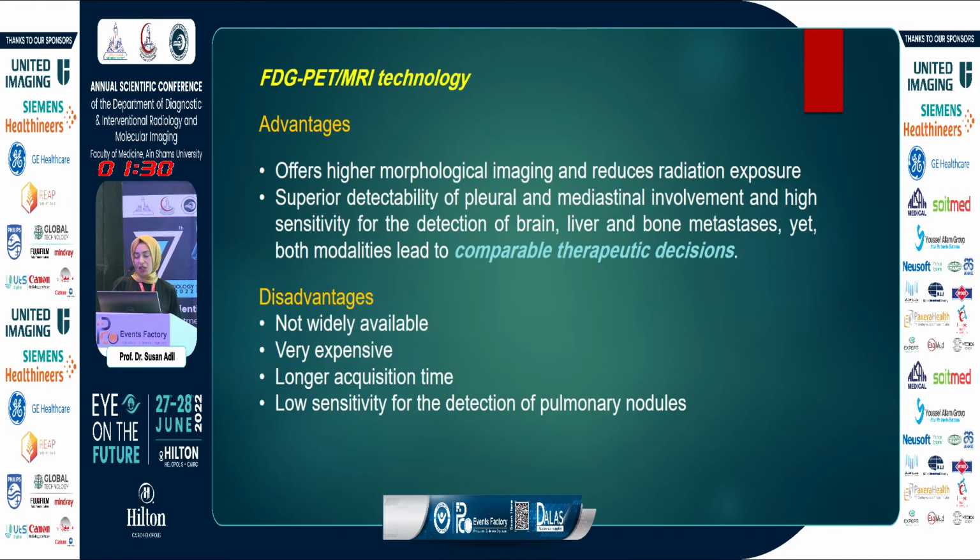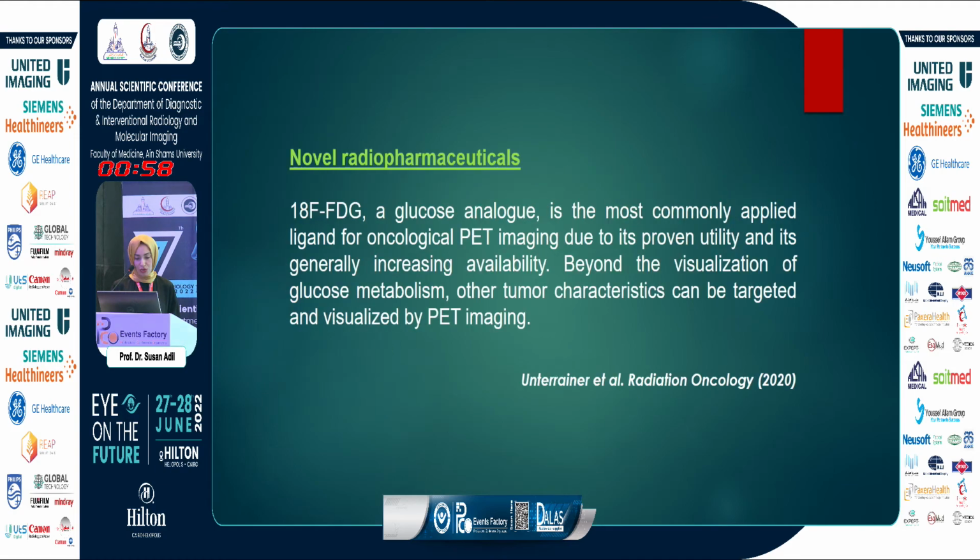Regarding PET MRI imaging of lung cancer, it has higher morphologic imaging and low radiation exposure. It has superior detectability of pleural and mediastinal involvement and high sensitivity for detecting brain, hepatic, and osseous deposits. Yet both modalities have comparable therapeutic decisions. Among the disadvantages of PET MRI are that it is not widely available, very expensive, has longer acquisition time, and low sensitivity for detecting small pulmonary nodules.